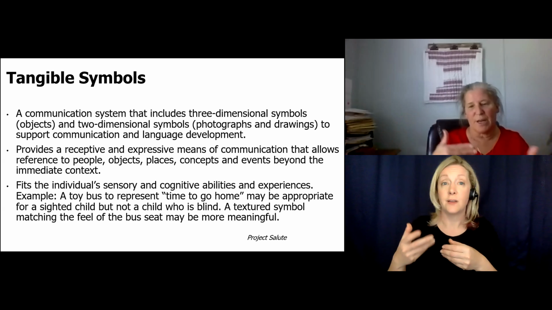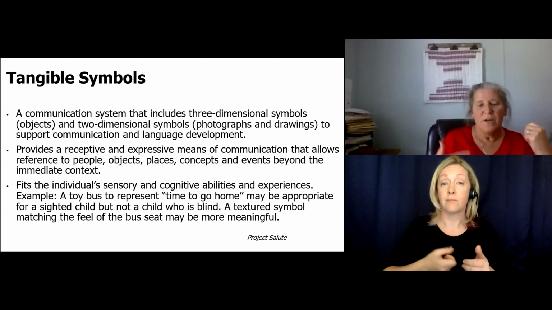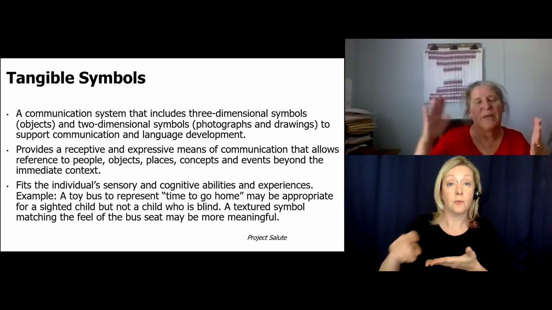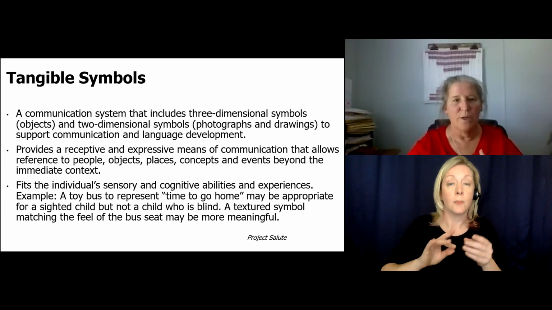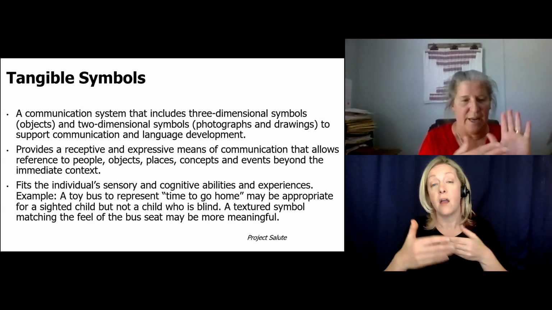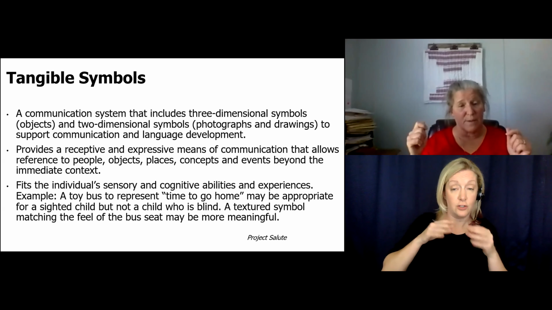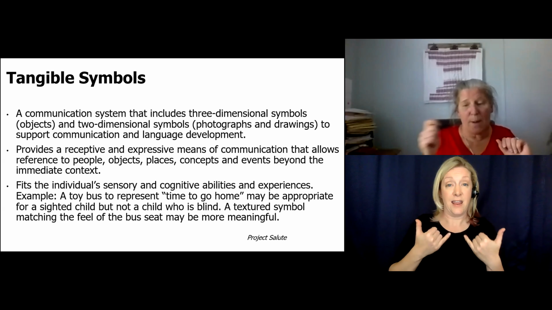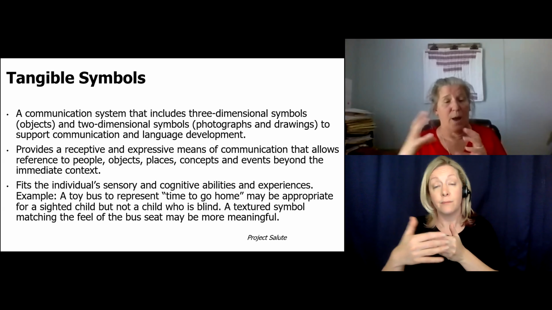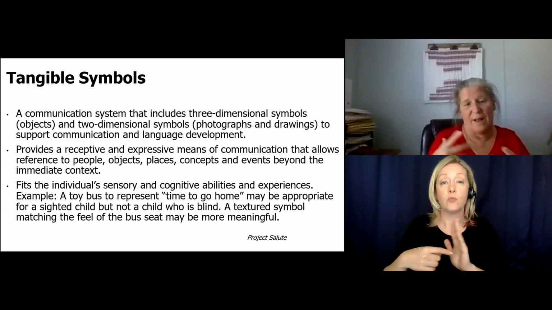So we're going to provide that receptive and expressive means of communication. Now, see, we're getting into both receptive and expressive, and it allows them to refer to people, objects, places, and events beyond the here and now. We were in that here and now, that anticipation, and here it is, and we're going to do it. Now we can use these symbol systems, and it can represent, like I might have a ball that would represent we're going to the gym or something like that.